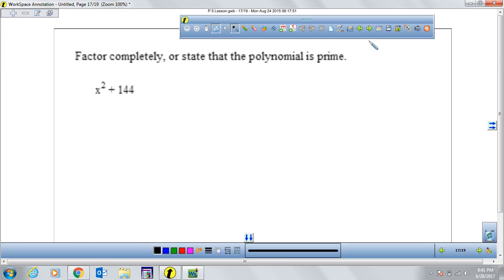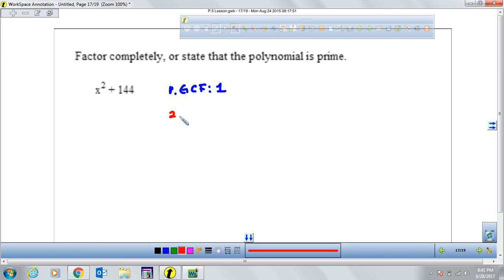Now, let's work on this. Factor completely, x squared plus 144. I want you to look at this problem very carefully. Looking for a greatest common factor, for x squared and 144 the only thing you can factor is a 1, nothing else. So that means there is no greatest common factor that can be factored from this.